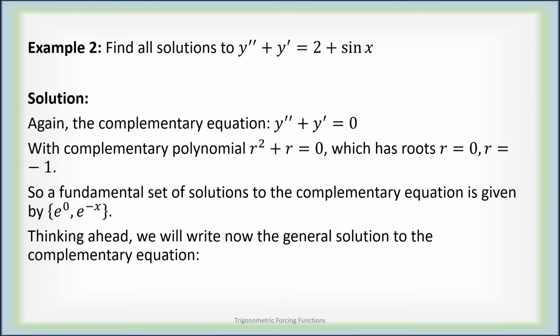Now thinking ahead, the general solution to the complementary equation can be written as a linear combination of e to the 0, which is just 1, and e to the minus x. So here is a general solution to the complementary equation. Now we can turn our attention to trying to generate that forcing function of 2 plus sine x.